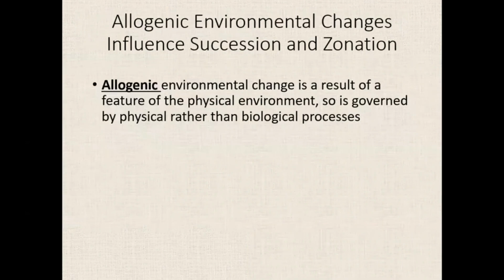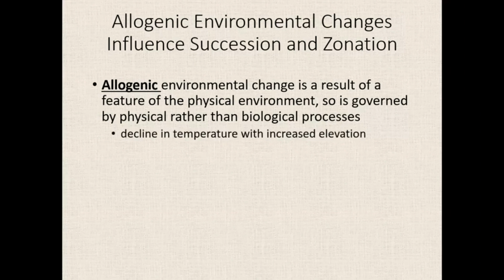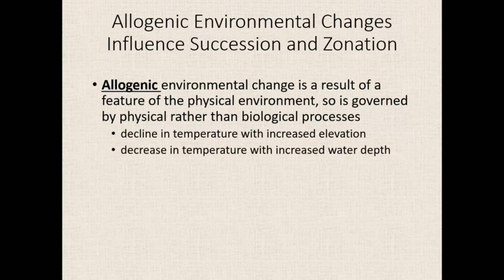Okay, so autogenic environmental change is due to the shift in biological community. Allogenic is a result of the physical environment itself, so not really directly changed by biological processes. We can think back to that zonation. This change in temperature with increased elevation, change in wind, change in precipitation. We can think of a decrease in temperature. So this thermocline is an allogenic environmental shift that can change the successional stage.